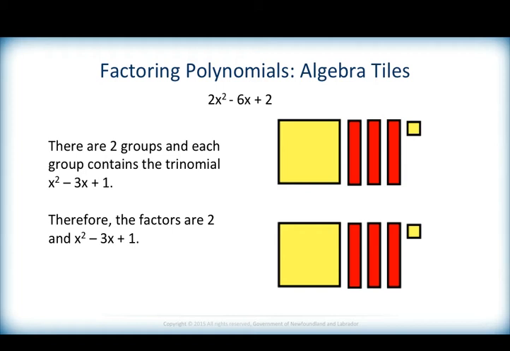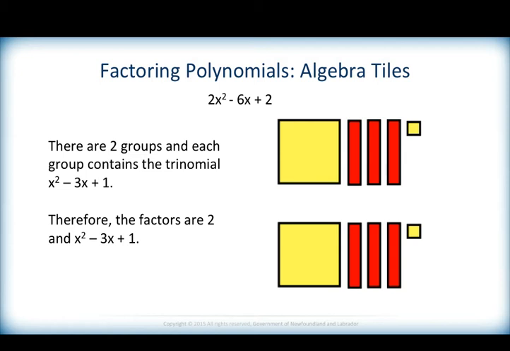Well, if we look at 2, 6, and 2, we know that we can only divide them into 2 equal groups. So in this case, we're going to have 2 groups, and each group is going to contain a trinomial of x squared subtract 3x plus 1. As we can see from the algebra tiles, those 2 groups have to have the same tiles in each, and when we look at what they have, it has to equal the same trinomial. So therefore, our factors are going to be 2, since there are 2 groups of the same, and the group itself, x squared subtract 3x plus 1.